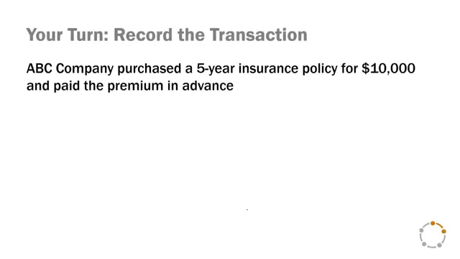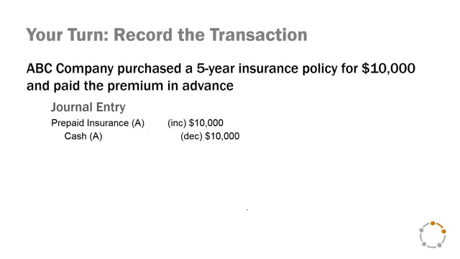Let's take a look. The company bought something. Instead of buying a building, which is an asset, it bought an insurance policy, which is an asset. So we're going to increase an asset account. I've called it prepaid insurance here, but we could call it insurance policy or insurance. The important thing is that it's an asset account. I called it prepaid insurance. It increases by $10,000, so that is a left side entry in the journal entry.